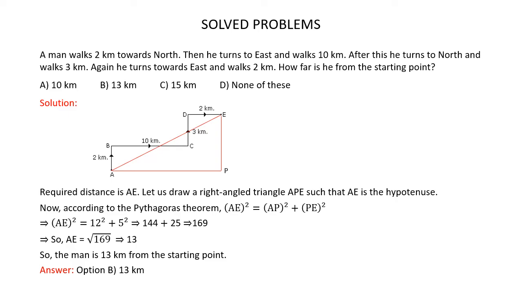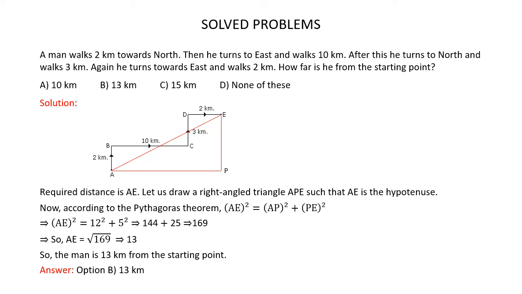Now we are asked to find how far is the man from the starting point. So the starting point is A and now the man is at point E. So we have to find the distance between points A and E. So the required distance is AE. So first let's draw a right angle triangle APE such that AE is the hypotenuse. Now according to the Pythagoras theorem, AE squared is equal to AP squared plus PE squared.